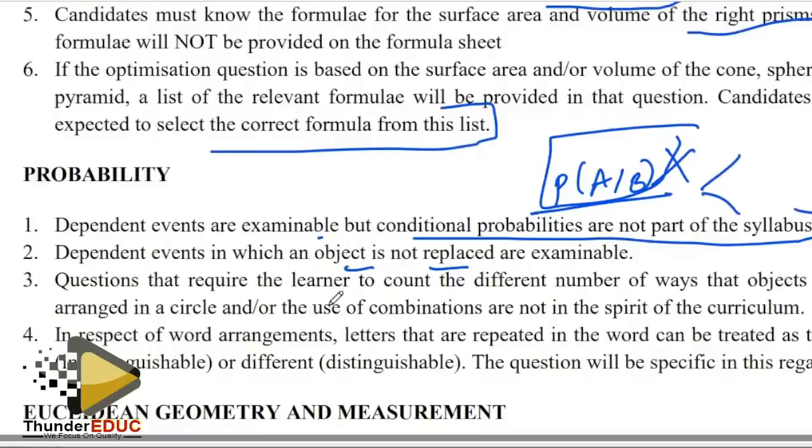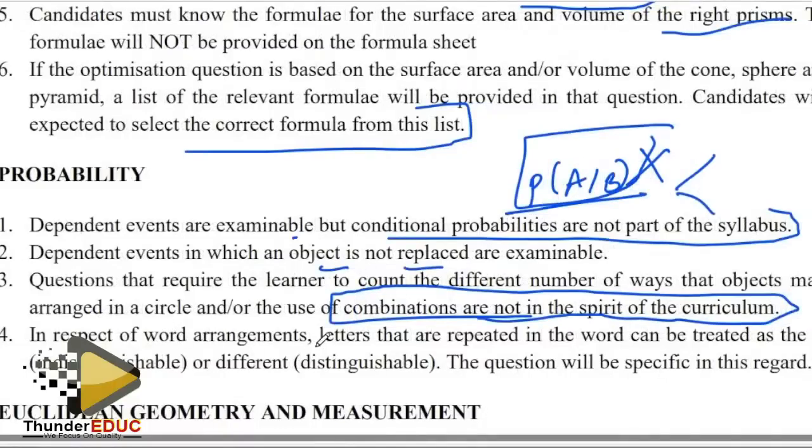Okay, then questions that require a learner to count the different number of ways that objects may be arranged in a circle, or use of combinations, are not in the spirit of the curriculum. So you don't count in circles, but rather the way that we've taught our learners.